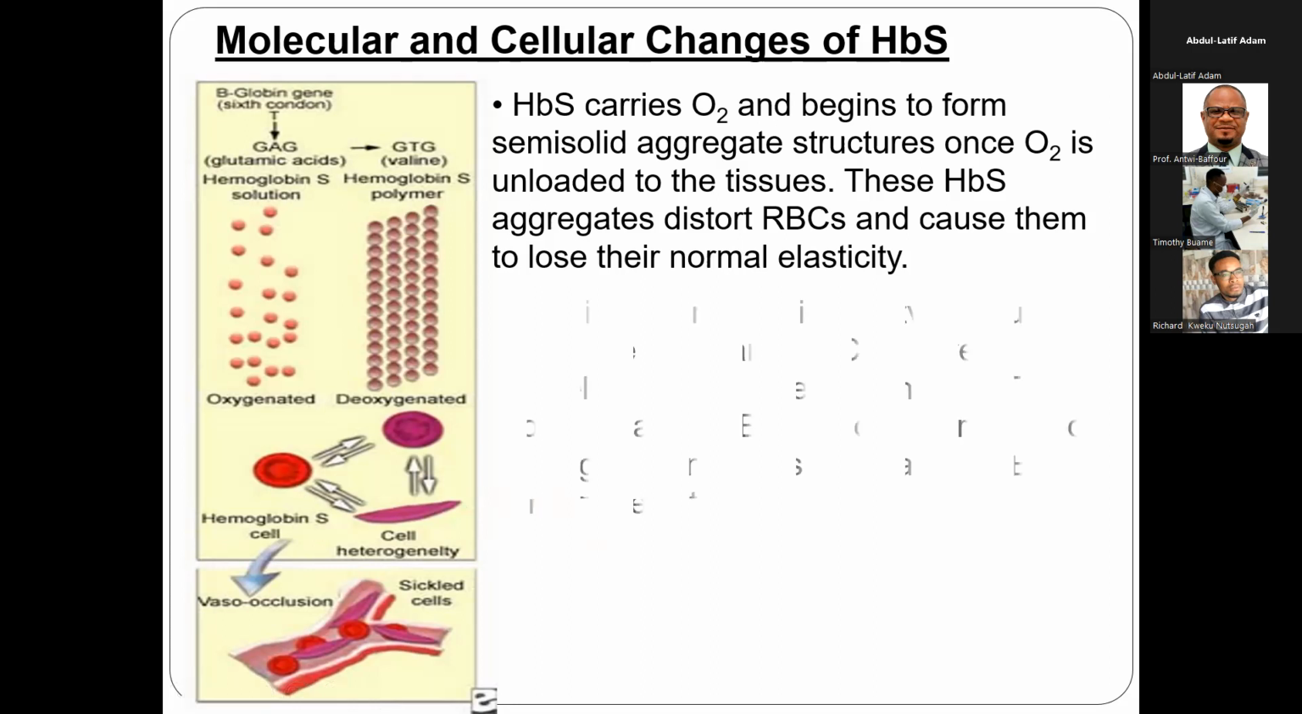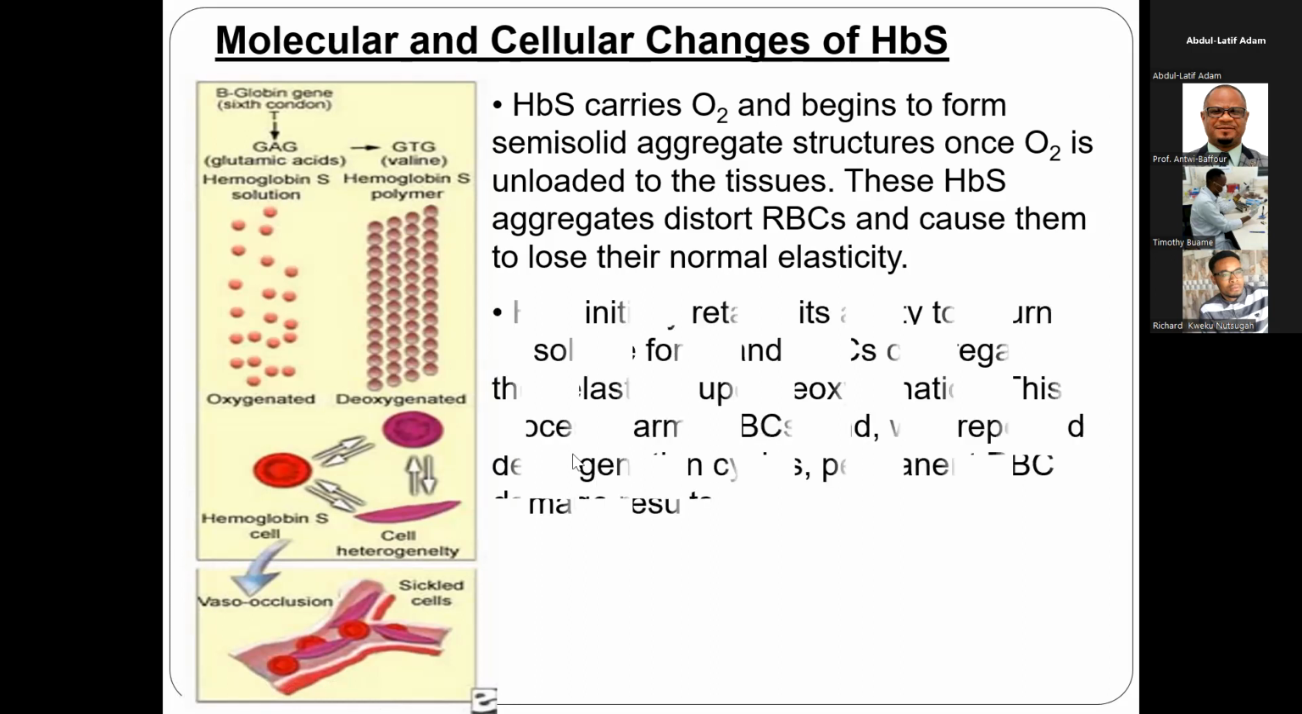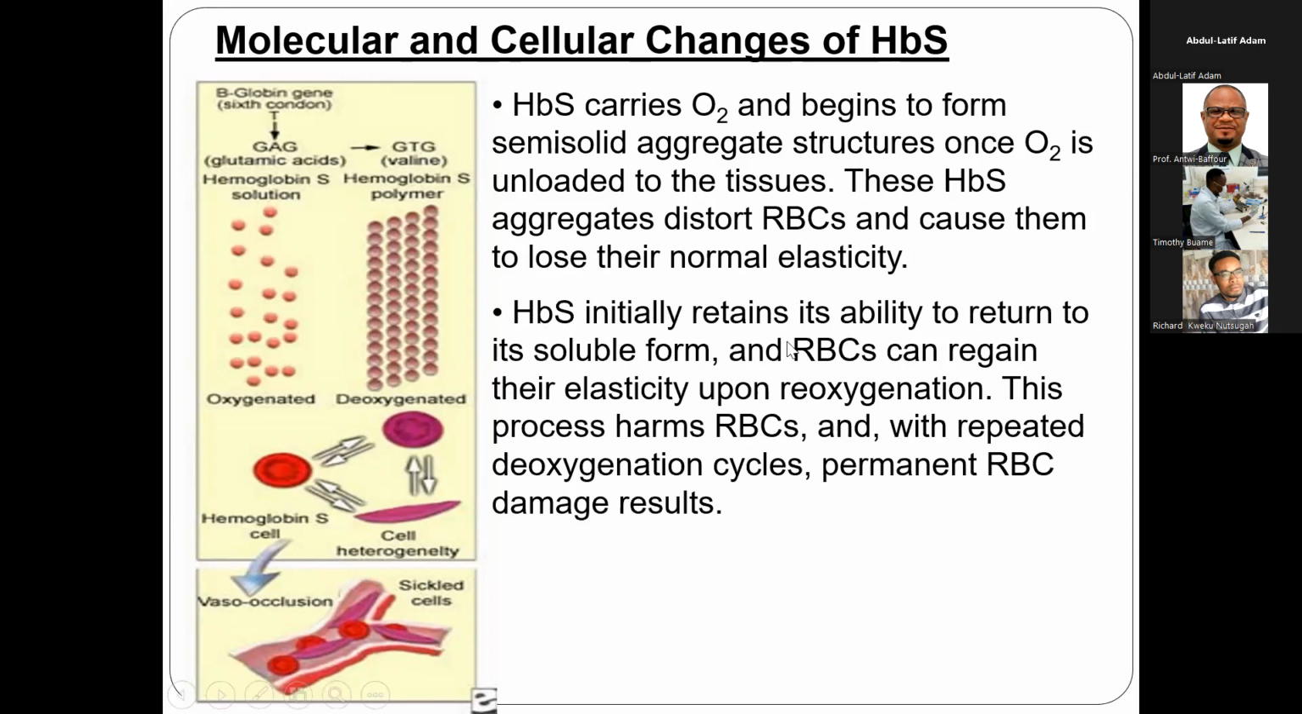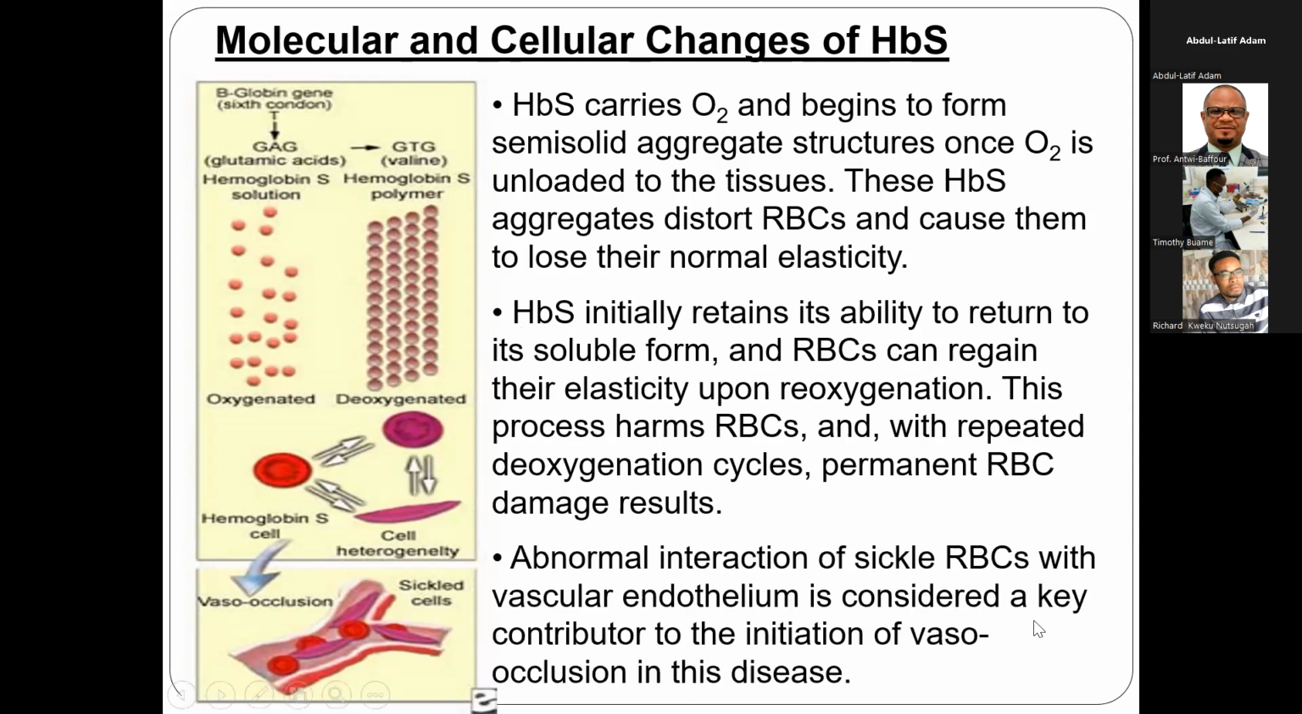It says hemoglobin S initially retains this ability to return to its soluble form, and then RBC can regain their elasticity upon reoxygenation. This process, however, harms RBCs, and with repeated deoxygenation cycles, permanent RBC damage may result. Okay? The abnormal interaction of sickle RBCs with vascular endothelium is considered a key contributor to the initiation of vaso-occlusion in the disease, and it's vaso-occlusion that leads to crisis.